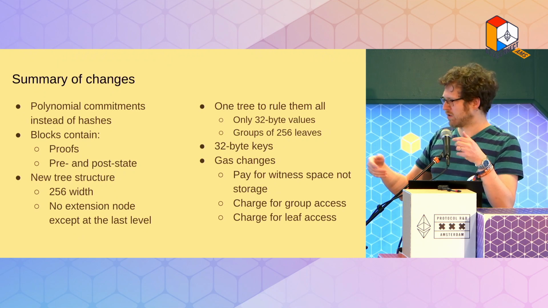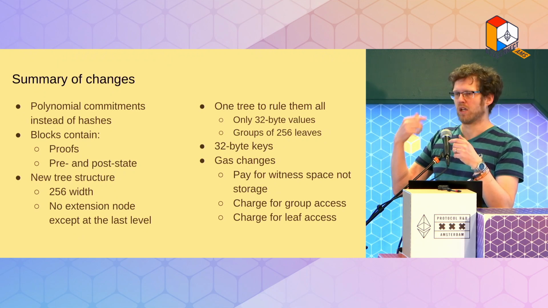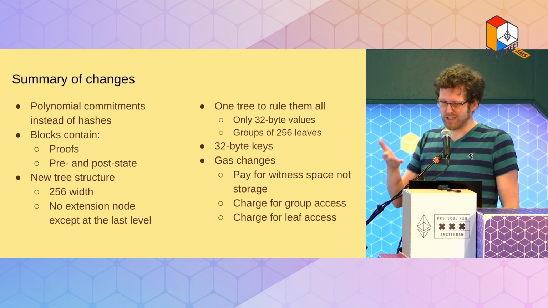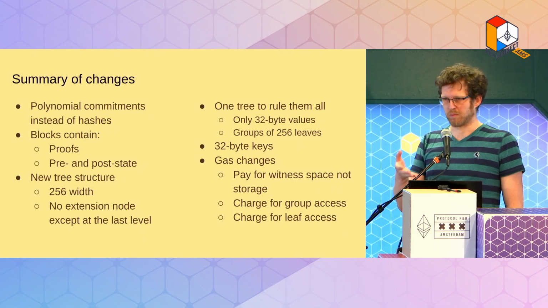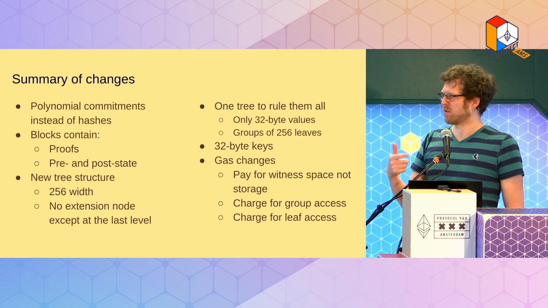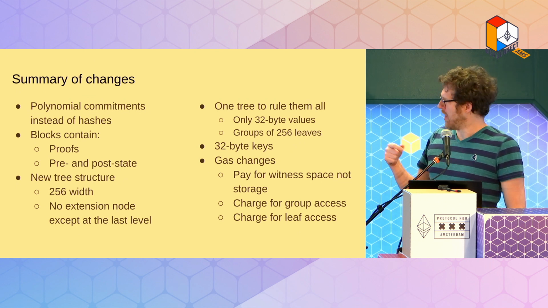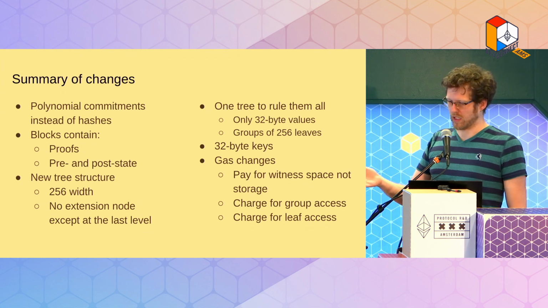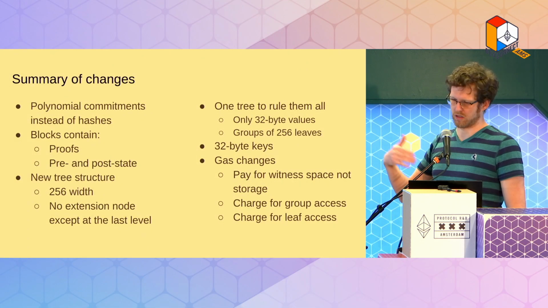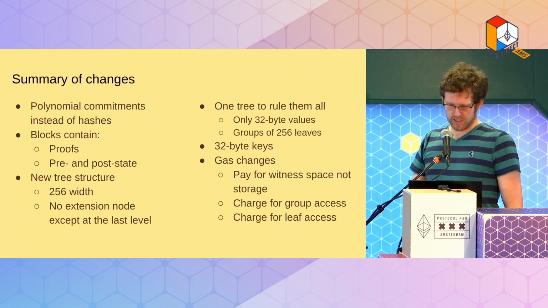Once you pay the gas cost once, you don't need to pay again because the evil has been done. You added something to the proof. You bloated the block, so you no longer need to pay because you already paid for block space. And then every time you access a leaf for the first time, you also pay some gas because you add it to the list of key values.